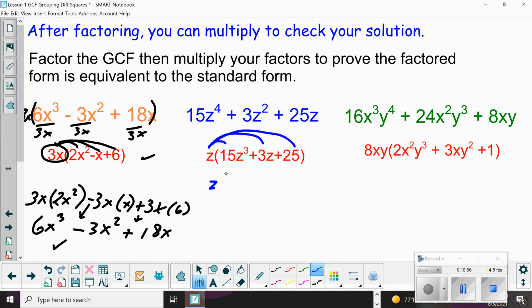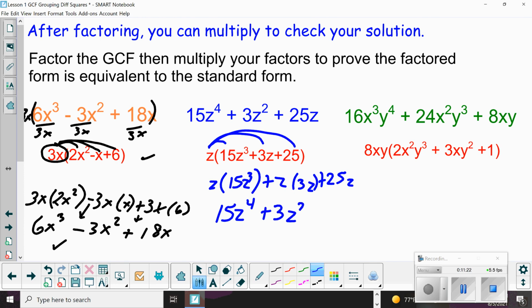So this is going to be z times 15z cubed plus z times 3z plus z times 25, which is just 25z. Here, z times 15z cubed is 15z to the fourth, plus z times 3z is 3z squared, plus 25z. This checks with that. They are the same, so it checks. I have the correct answer.